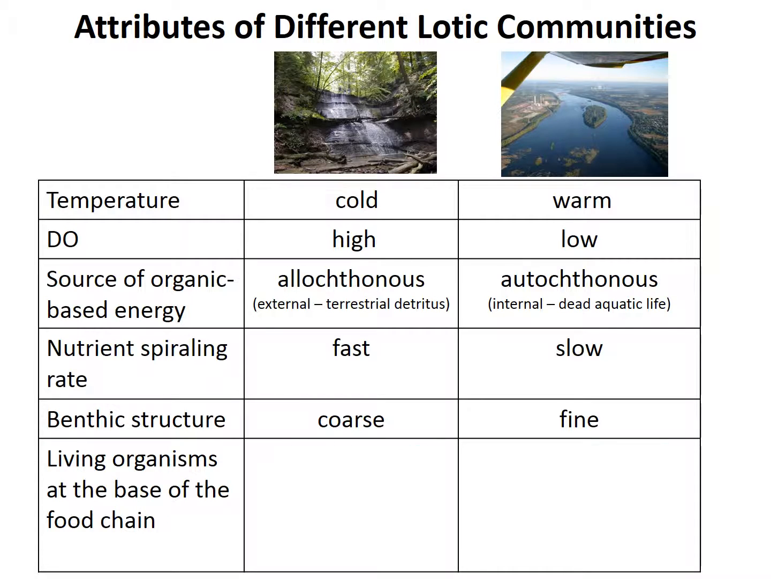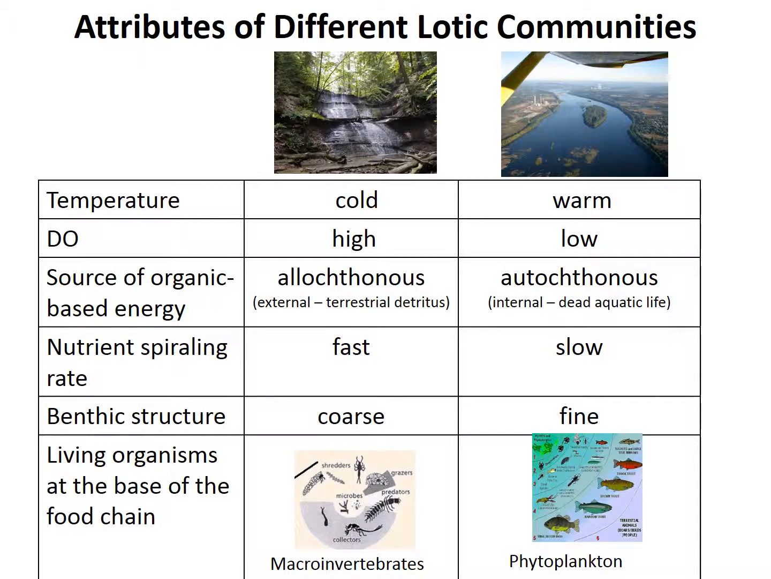The living organisms at the base of the food chain will also differ significantly between a headwater system and a river complex. Because the source of organic-based energy in a headwater stream is coming from external sources, the terrestrial detritus, what's kind of kicking off the food chain in that water body is a diverse assemblage of aquatic macroinvertebrates that are shredders, or grazers, or predators, collectors, and there's also some microbes. In a river complex, what's kicking off the food chain here is phytoplankton.